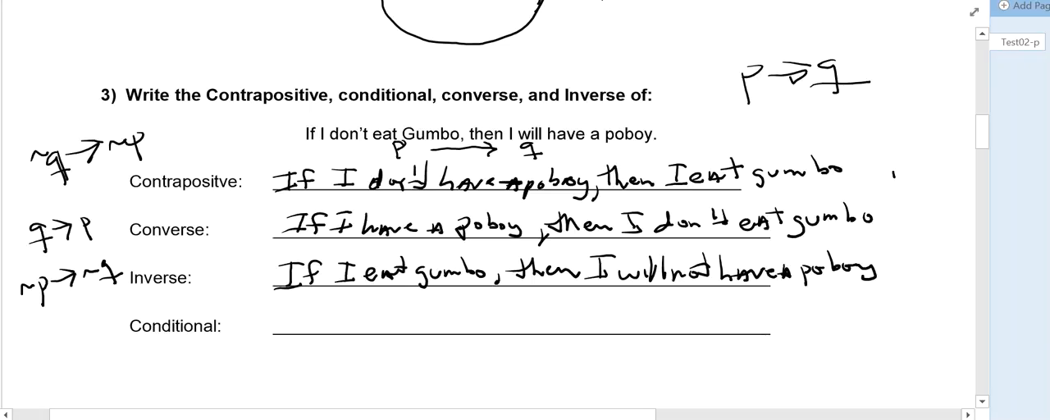Okay? This looks like a typo. I don't know why. I just caught that. This really should be the negation, okay? So, hopefully I can fix that. The negation, meaning P and not Q. P and not Q is, I don't eat gumbo.